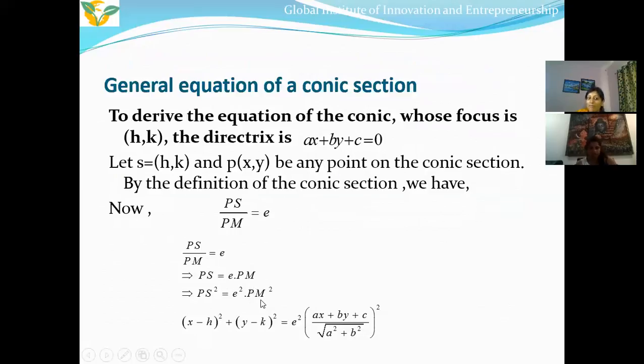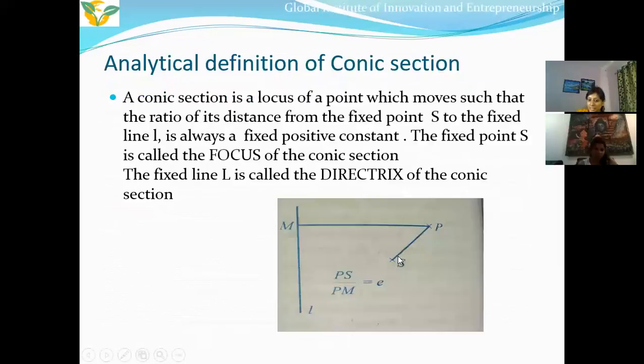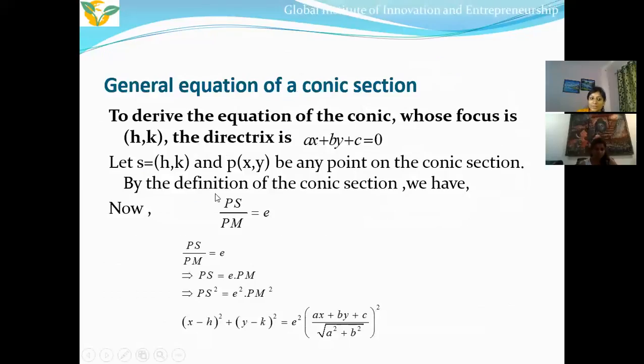We are squaring here. Why? Because we are going to use the distance formula, wherein we get a square root. To avoid the square root, initially we square on both sides. So we get PS squared is equal to E squared into PM squared. Now we have taken S to be (h, k) and P to be (x, y). Using the distance formula we get (x minus h) the whole squared plus (y minus k) the whole squared, which is equal to E squared, retained as it is.